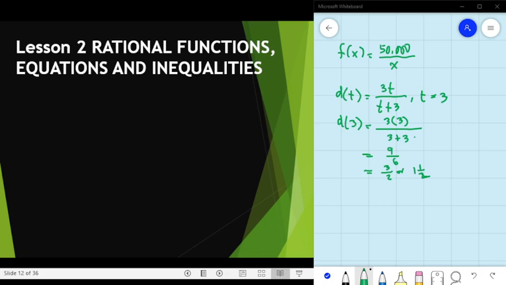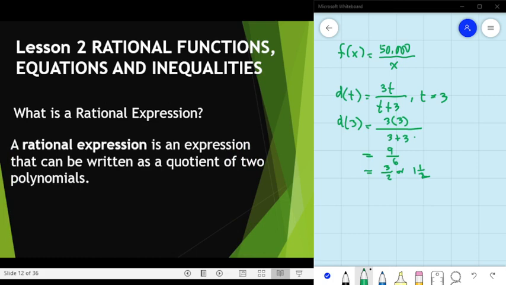Okay, let us now proceed to rational functions, equations, and inequalities. What is a rational expression? A rational expression is an expression that can be written as a quotient of two polynomials.